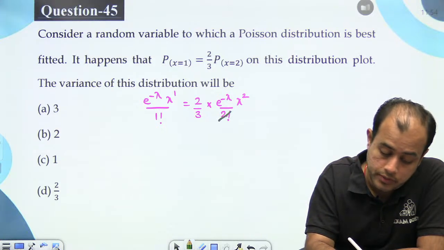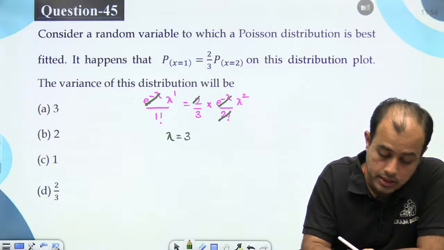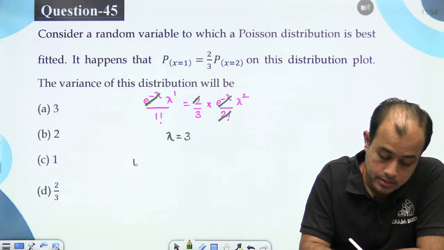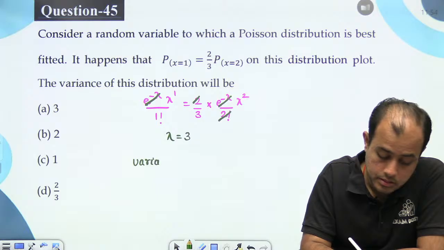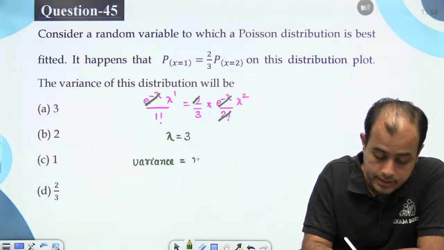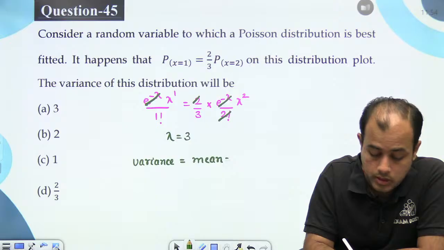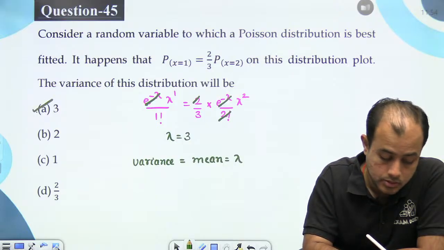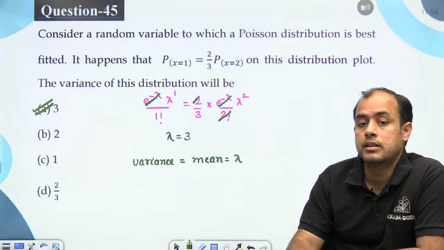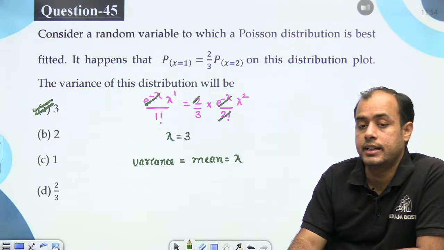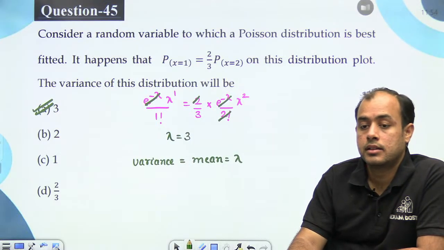So 2 factorial will cancel this out. So lambda is 3. Now variance equal to mean equal to lambda. So answer is 3. Very simple. The answer will be 3. Okay. Correct.